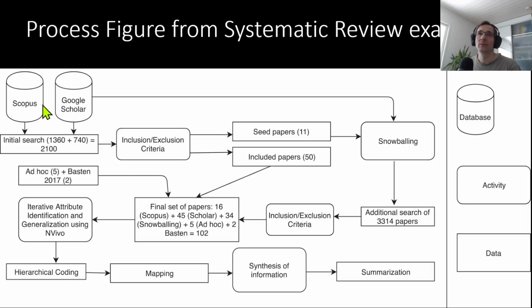If we start from the top left corner, we can see that we have two databases, Scopus and Google Scholar. The initial searches from these databases outputted 2,100 papers. For these 2,100 papers, an inclusion and exclusion criteria was applied. After applying the inclusion and exclusion criteria, the authors were left with 50 papers.